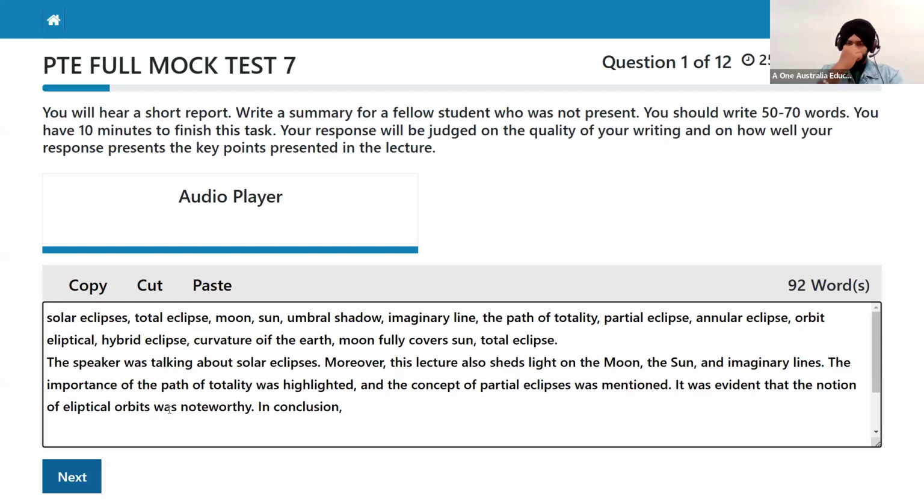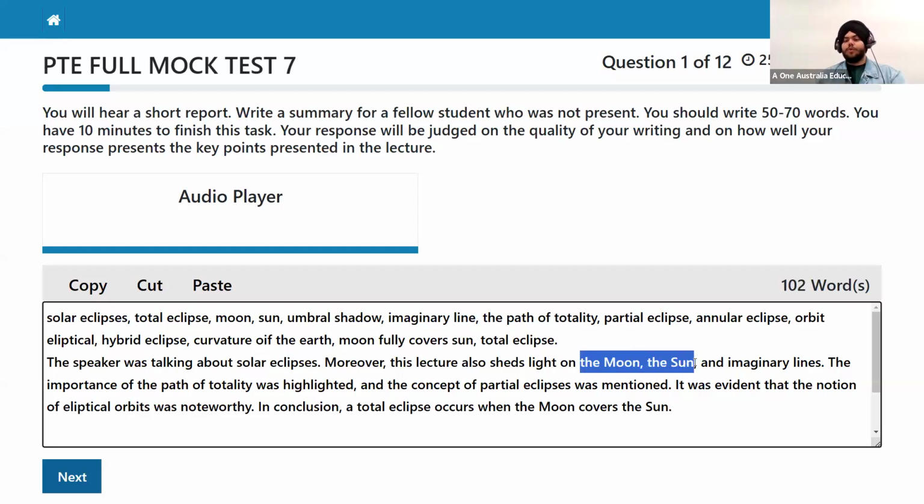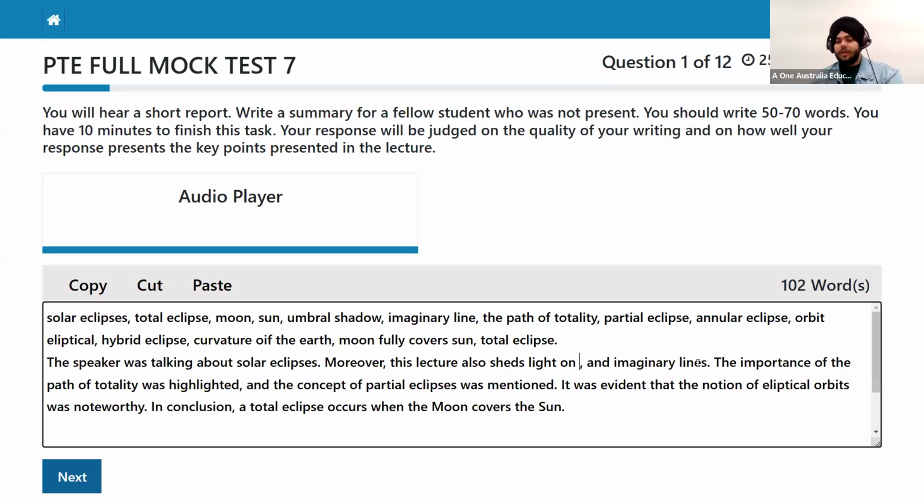In conclusion, a total eclipse occurs when the moon covers the sun. Simple. Now here, if I've written the moon, the sun before, there's no point in me repeating the words again. So I'll write some other things here.